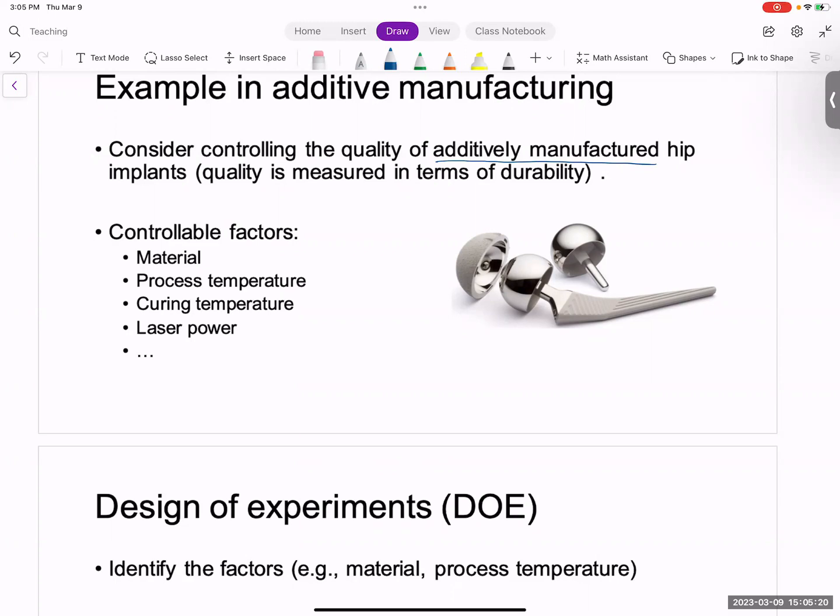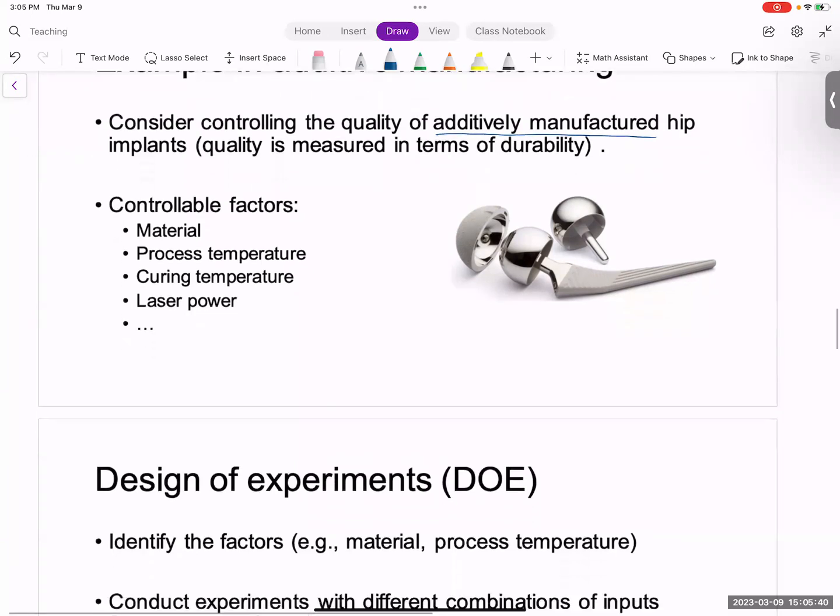The curing temperature is like a post-processing step when you reheat the part, so some of the defects can be removed from the manufactured part. Laser power is the laser that actually melts the metal powders. So you can think about multiple controllable factors in this case.